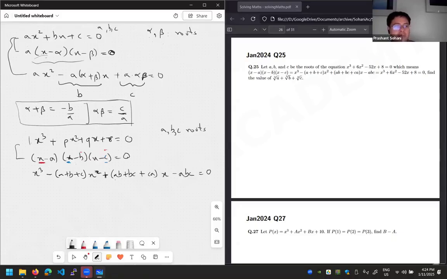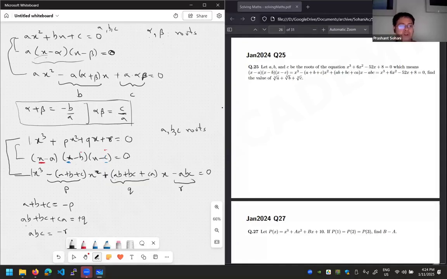Okay, so again, if I compare this term by term with my original equation, you will see that this is equal to p, this is q, and this is r. And so again, if you simplify that, the conclusion is that the sum of the roots, a plus b plus c, is minus p, multiplying two at a time and then adding them together is equal to plus q, and the product of the roots is minus r. So basically, an alternating sign, minus plus minus, is there.